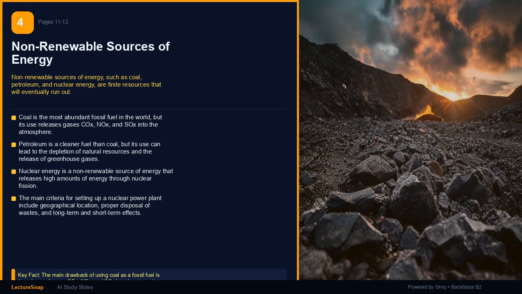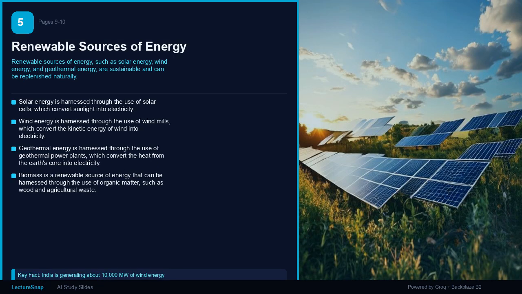Solar energy is harnessed through the use of solar cells, which convert sunlight into electricity. Wind energy is harnessed through the use of windmills, which convert the kinetic energy of wind into electricity. Geothermal energy is harnessed through the use of geothermal power plants, which convert the heat from the Earth's core into electricity. Biomass is another renewable source of energy that can be harnessed through the use of organic matter, such as wood and agricultural waste.